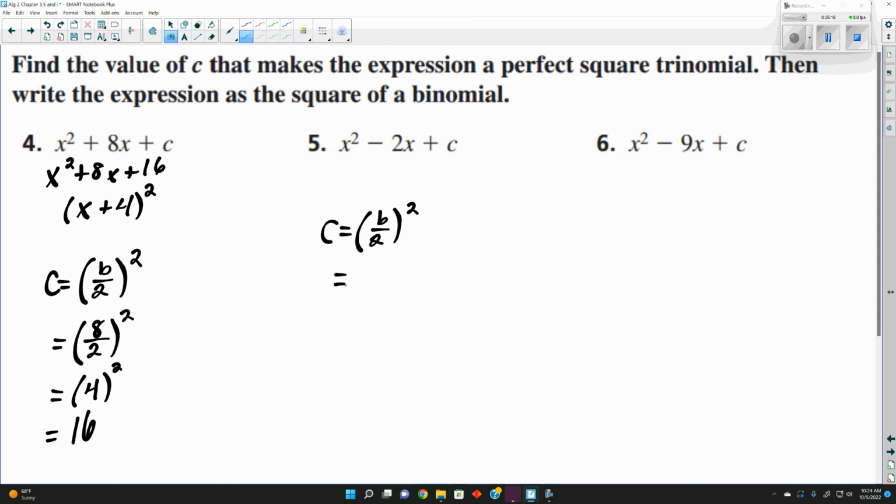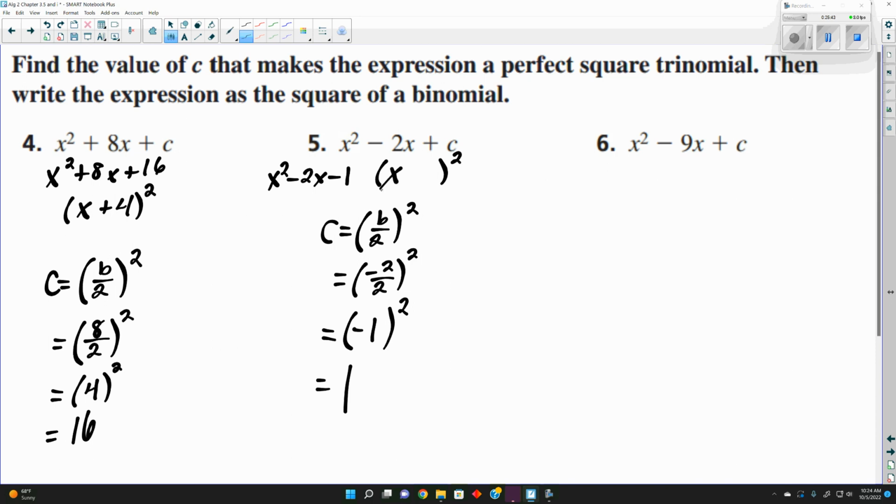So for this one here, b over 2 squared, what is the value of b? Negative 2 over 2 squared. And negative 2 divided by 2 is? And negative 1 squared is 1. Which tells us that this would be x squared minus 2x plus 1.